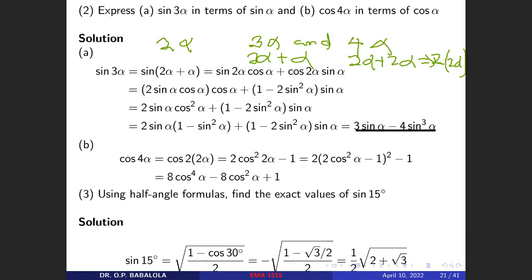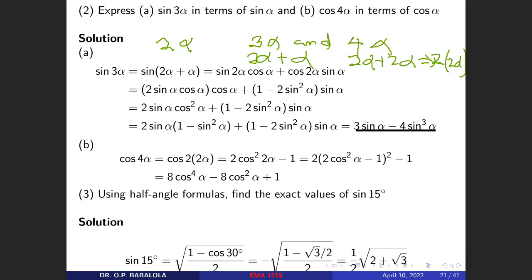Okay, I'll go to B. In part B, I'm just expressing 4 alpha as 2 into 2 alpha. Okay, in this case, I can easily use my double angle formula. And when I use my double angle formula, my final result becomes 8 cos 4 alpha minus 8 cos square alpha plus 1. All right, you can also try that in your own time.